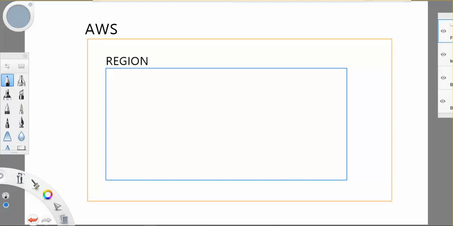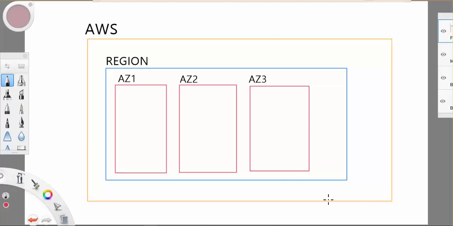As we know, a region is composed of multiple availability zones. So I'm going to be drawing the different availability zones that this region may be comprised of. So in this particular region that I just drew, I have 3 availability zones. And basically what an availability zone is, it can be one or more data centers inside of it. And remember that the availability zones are separated from each other by about 60 miles.